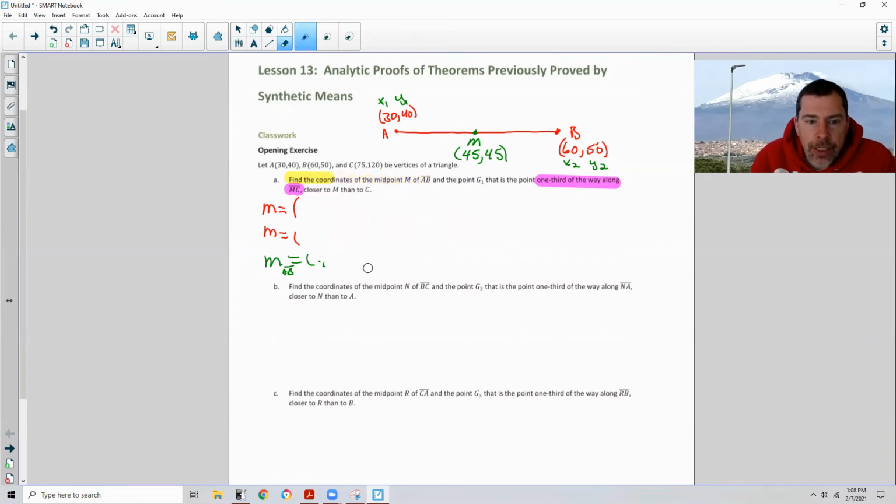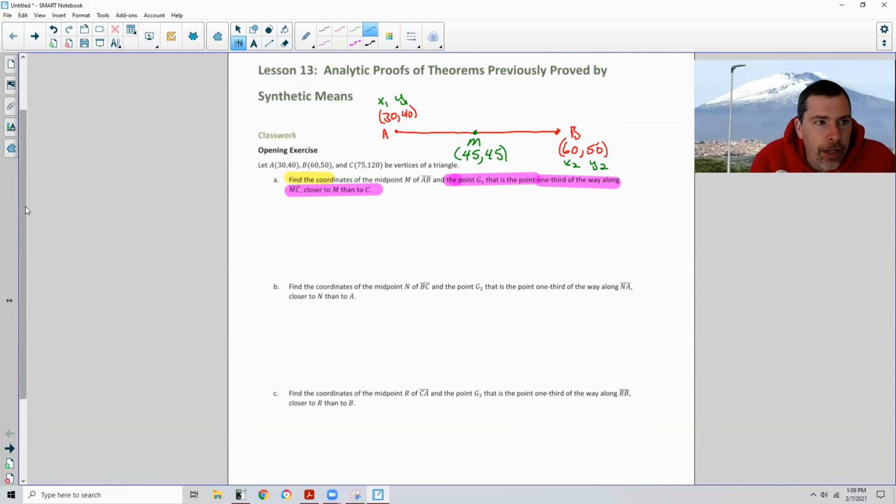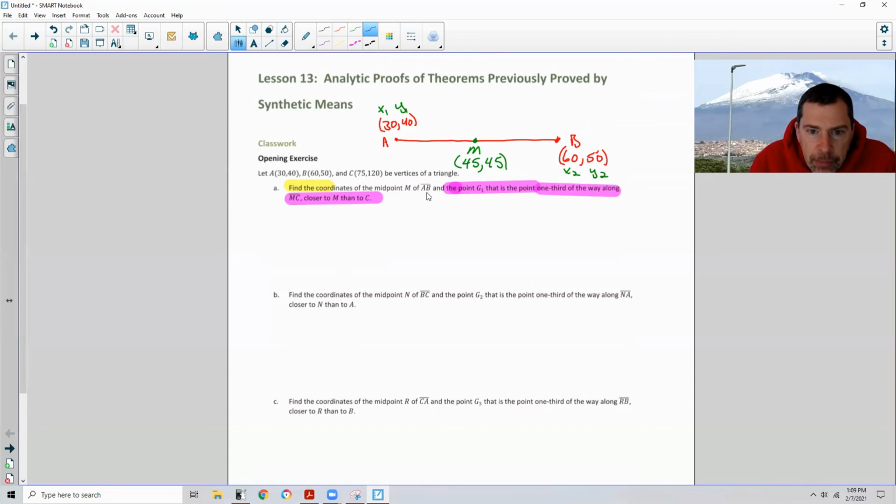So now we are going to do it again, but we aren't finding the midpoint this time. The purple highlight says to find the point G1, that is the point 1/3 of the way along MC, closer to M than it is to C. All right, let me just draw this on this diagram here. So one point, the midpoint of AB, and the point G1, 1/3 of the way along MC. Here's the midpoint M. If I drew a line up, say this direction, we don't know which way it's going. I didn't even look at the coordinates yet, but this is just in general, just to get a picture. So here is C, and we'll call that (75, 120). We have the midpoint, we have C, that's the segment MC, and we want to find 1/3 of the way along.